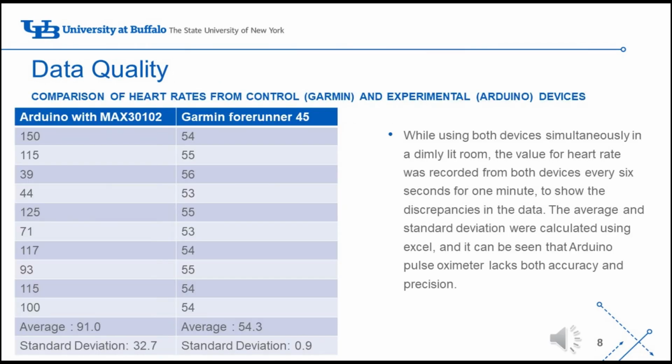Another issue with the project was the low accuracy and low precision of the data collected. I measured the heart rate every 6 seconds on both the Arduino and a watch that has a laser heart rate sensor over the course of a minute. The 10 values, as you can see, wildly differ for the Arduino, while the control device was very consistent.